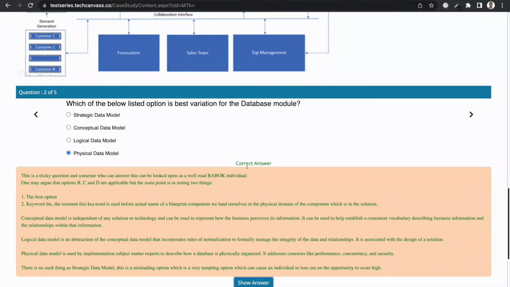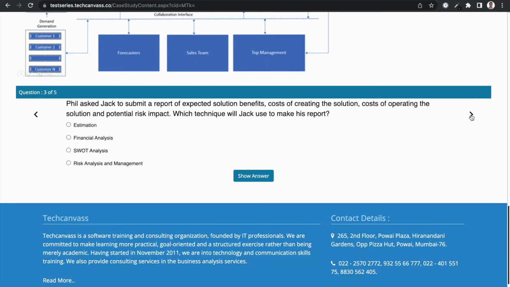Those who understand well what a conceptual data model is and what a logical data model is would be able to answer this: the best variation for the database module is the physical data model. Let's look at the third question.